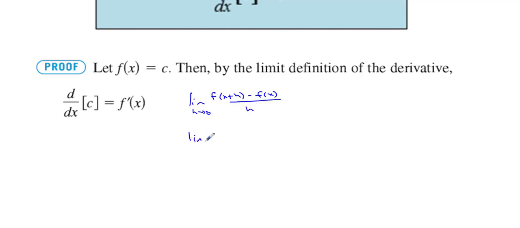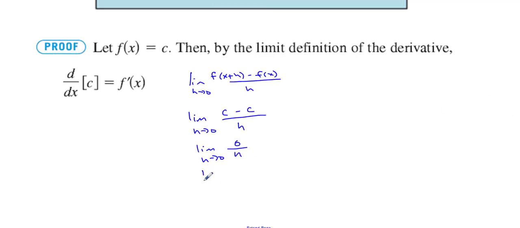Okay, so we have the limit as h goes to 0. What is f of x plus h? If f of x is c, is there an x anywhere to substitute x plus h? So let's just see. Minus, what is f of x? C. All over h. And then we have the limit as h goes to 0 of 0 over h. What's 0 divided by h? And what's the limit of a constant? The constant. And there we go.